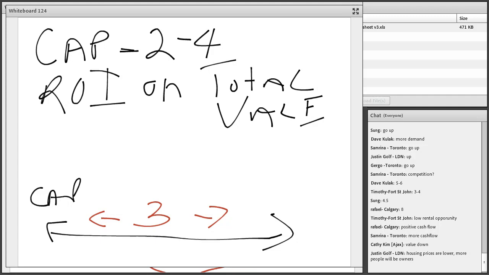Because if cap rates are 7, 8, 9, 10%, what typically is going to happen to the housing market, right? If it costs you more to rent than own, we already said, more people are going to what?